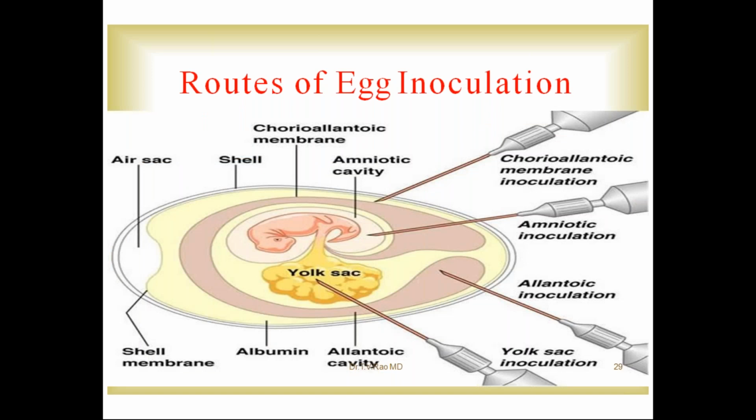These are the various routes of inoculation. I already told you in the diagram: chorioallantoic membrane, allantoic cavity, amniotic cavity, yolk sac. These are the various sites of inoculation of the embryonated eggs. And various viruses are also inoculated into the various sites of the embryonated egg, so that viruses can be grown in the embryonated egg.